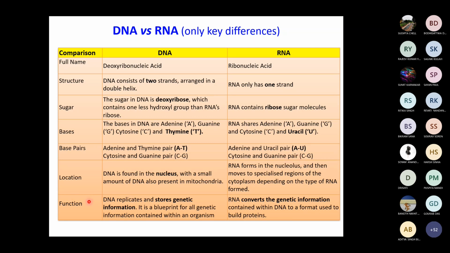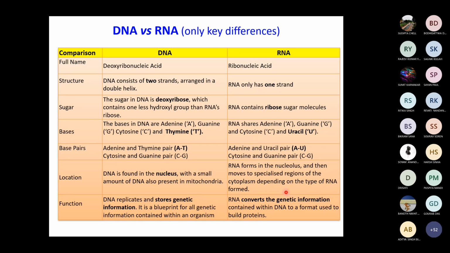Location where DNA and RNA are found. DNA is found in the nucleus, and some amount of DNA is present in the mitochondria as well. But RNA forms in the nucleolus, then moves to specialized regions of the cytoplasm depending on the type of RNA formed.